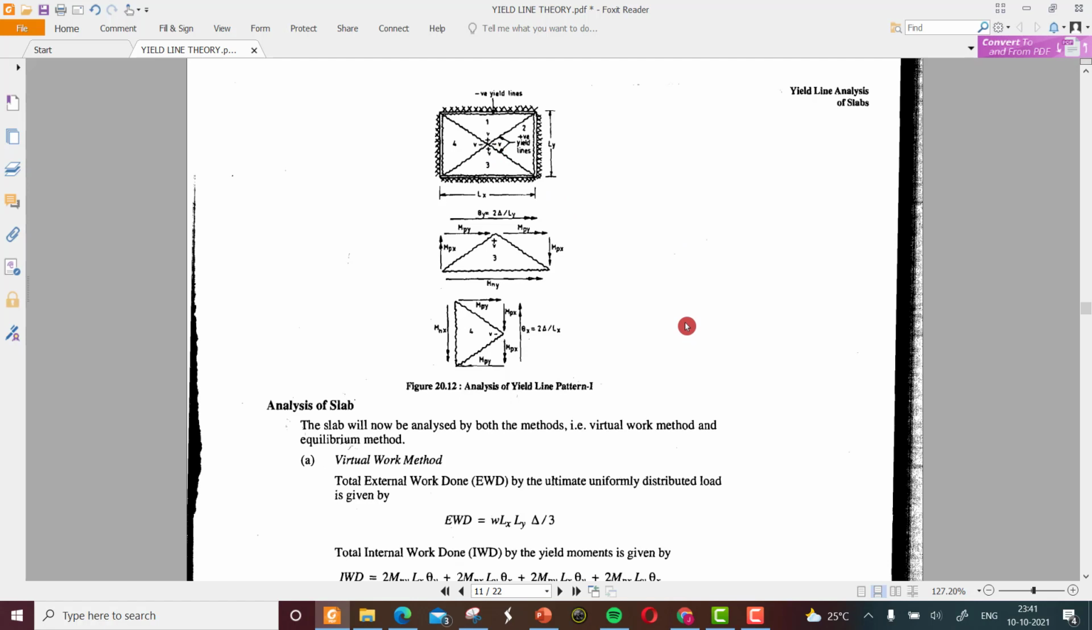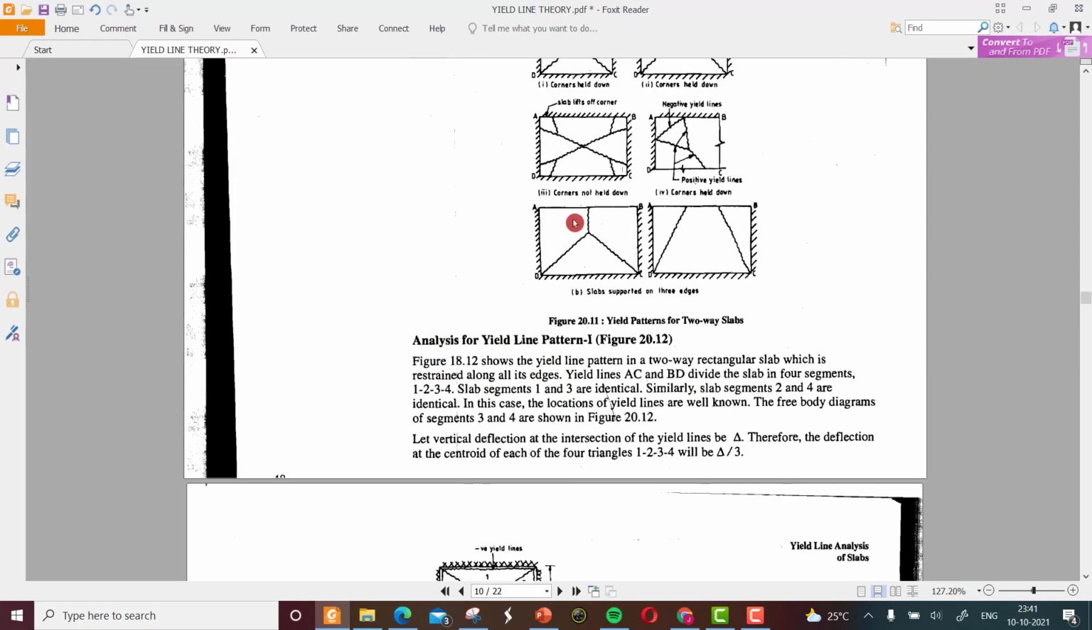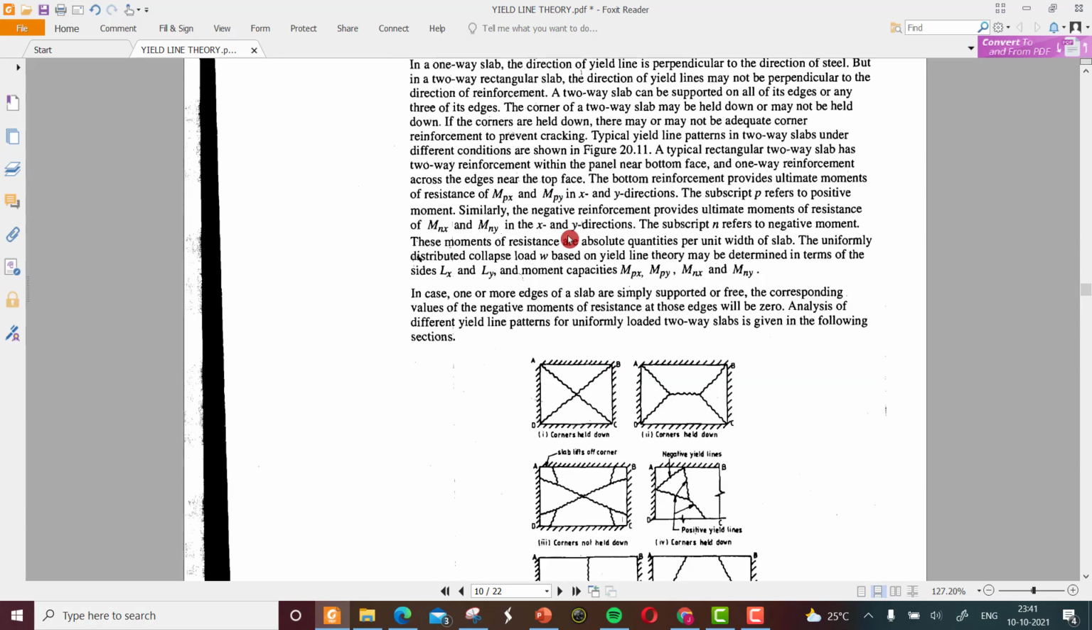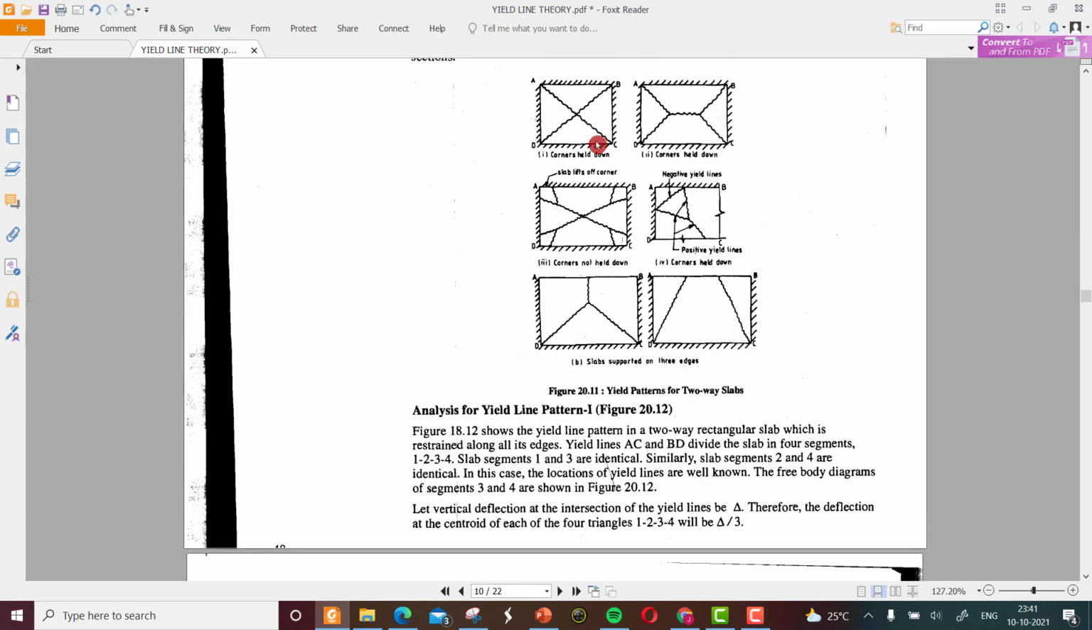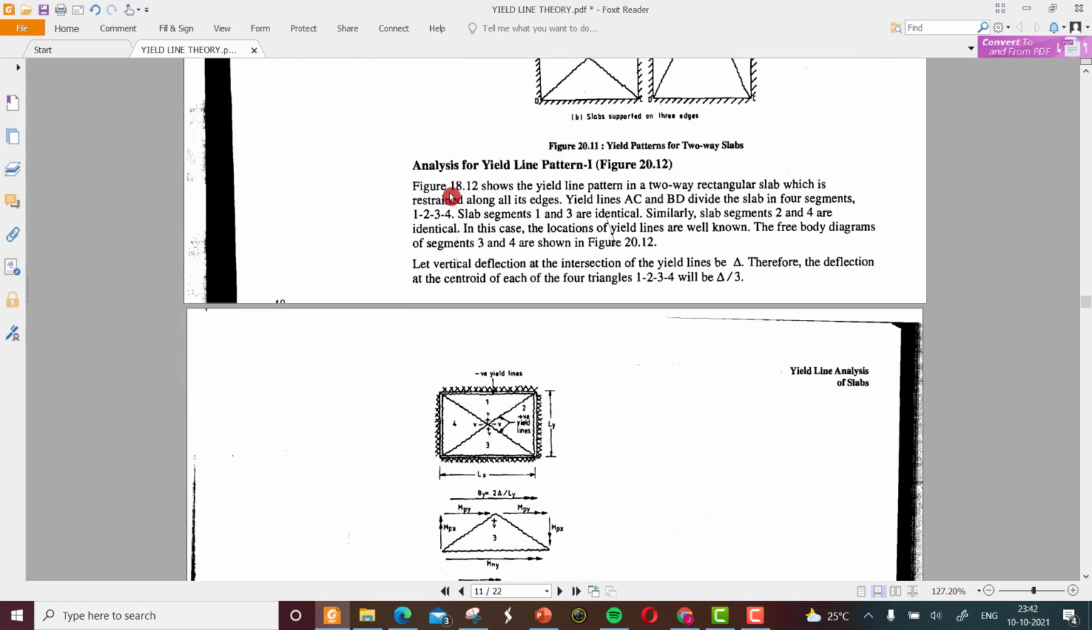So these are the most probable yield line behaviors, and we want to check for which condition the value of collapse load will be less, and that will be the most critical one. Okay, we will analyze this one. So the analysis of two-way slab. These were the conditions: one is dividing the entire slab into triangular segments, and the second one is triangular plus trapezoidal segments.